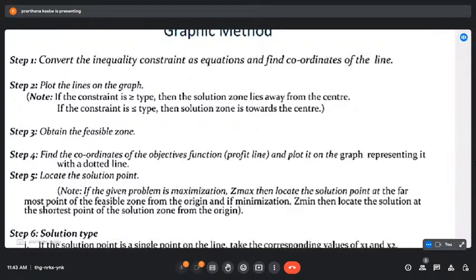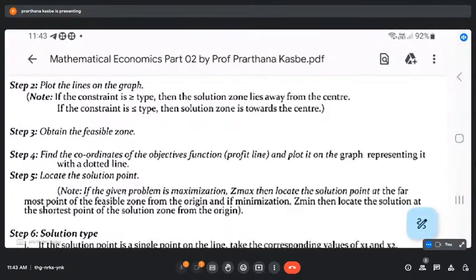म्हणजे ज्यावेळी आपला एखादा कॉन्स्टंट हा ग्रेटर दॅन इक्वल टू टाईप असेल तर तो आपल्याला मिळालेलं जे काही सोल्युशन आहे तर ते लाईन पासून किंवा त्या सेंटर पासून दूर जाणार असणार आहे. आणि जर मिळालेलं कॉन्स्टंट हे लेस दॅन इक्वल टू असेल तर मिळाले जे काही येणारं सोल्युशन आहे तर ते सेंटरकडे येणारं असेल. आपण ते ग्राफिक माध्यमातून बघूया पुढे.